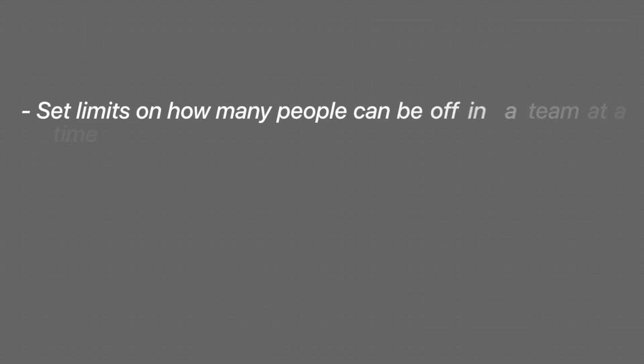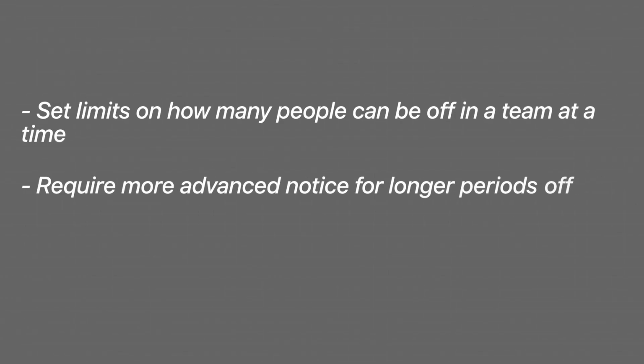Fourth is the smart scheduling rules. Basically, this means you can make any rules you want for the entire company or small subsets of teams within the company. You can set limits on how many people can be off from each team at a time. You can require more advance notice for longer periods off, and you can even block out critical dates. These are just some of the features, but they're great guardrails that a spreadsheet just can't do.